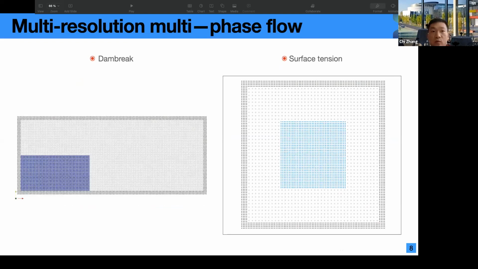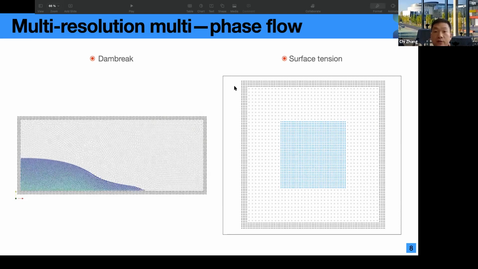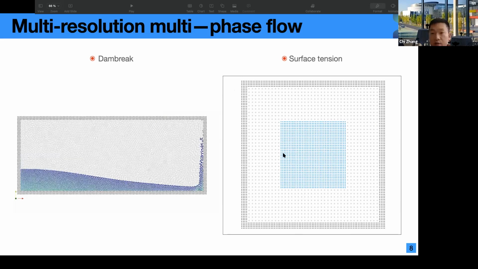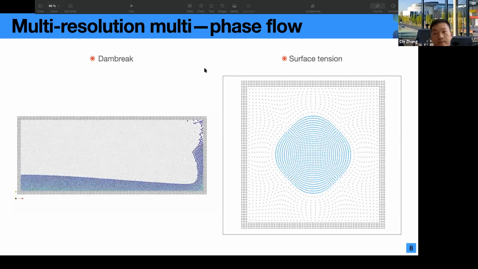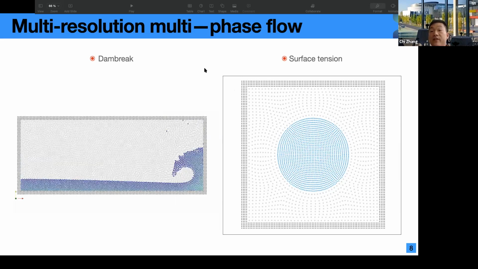Here is our extension work based on the multi-phase flow. We have developed a multi-resolution multi-phase solver, also in SPHinXsys, and this is the dam-break flow. And we also introduced the surface tension, also in the multi-resolution scenario.